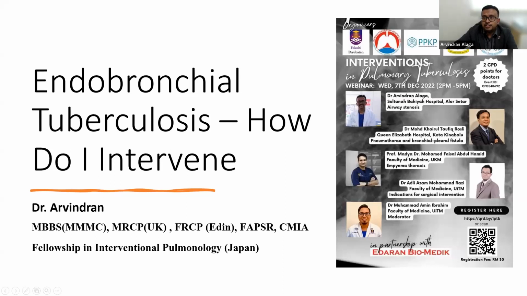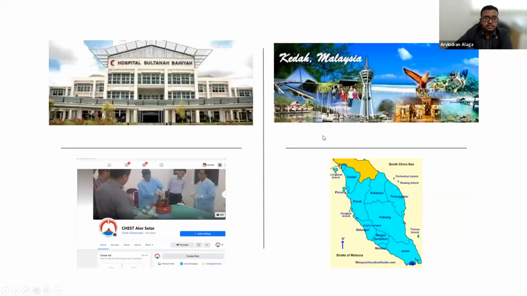Thank you very much, Amin, again, for the wonderful session on intervention in tuberculosis. I think many of us know that tuberculosis is very rampant in our country, but somehow the intervention in tuberculosis is always overlooked because of the infective nature of the disease per se. And endobronchial tuberculosis is not easy to pick up, as we are more heavily dependent on sputum AFB per se. So my topic is endobronchial tuberculosis: how do I intervene? This is Hospital Sultanah Bahiyah from North Malaysia, with our iconic landmark of Menara Alor Setar, and we have Langkawi, and this is where we're situated.